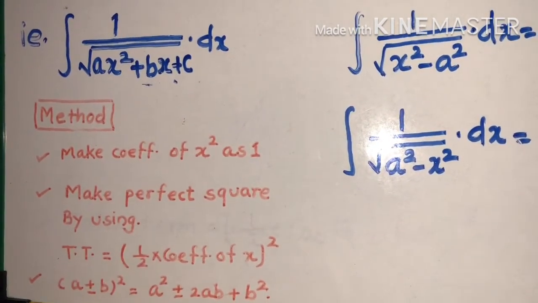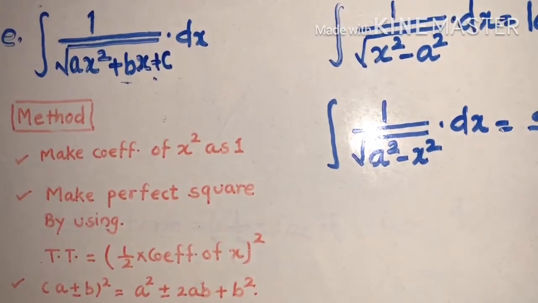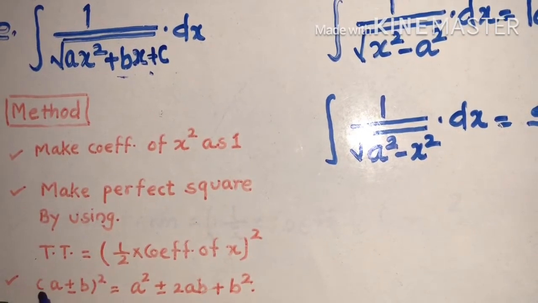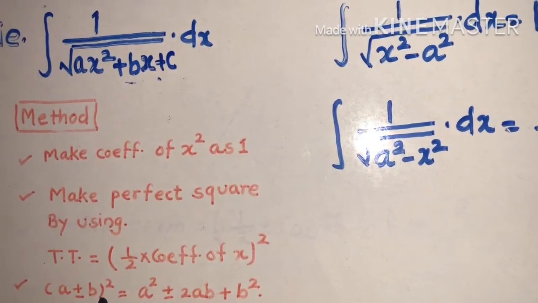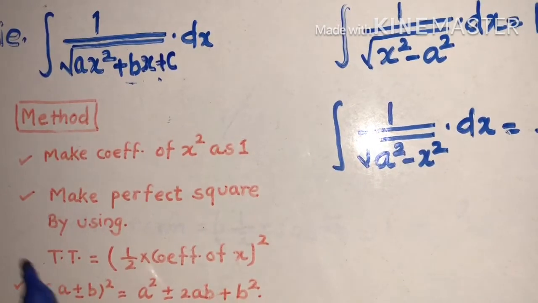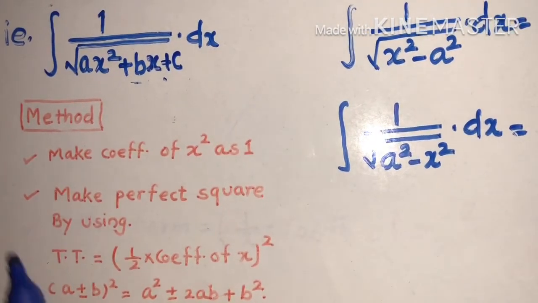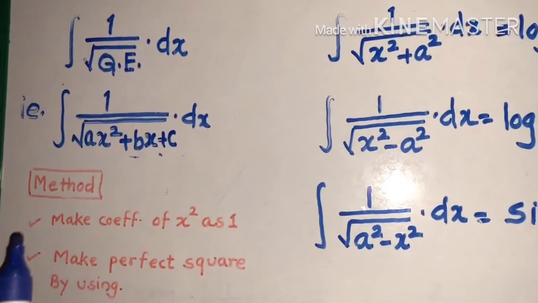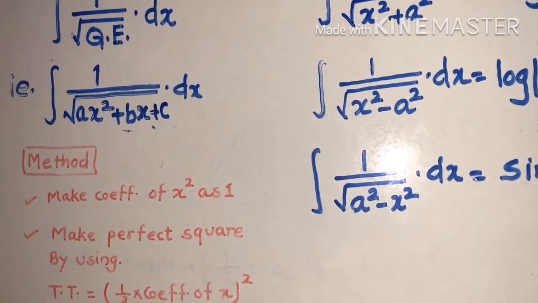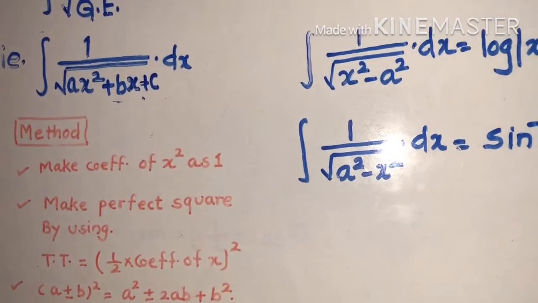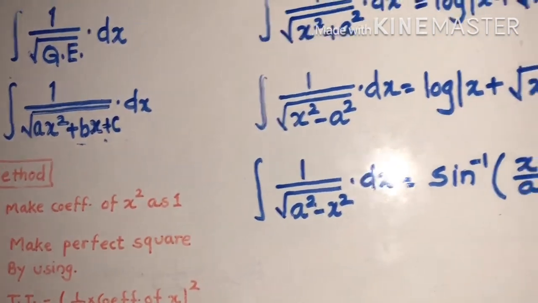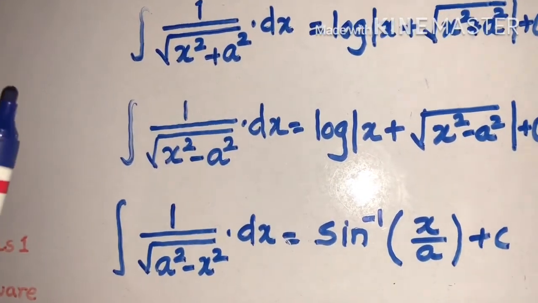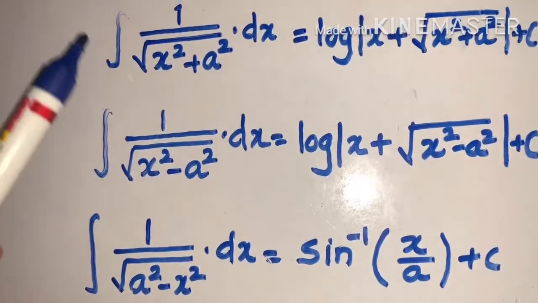And after making that addition and subtraction, we will get a formula like a plus b the whole square or a minus b the whole square. So these are the method in the type 1 upon root quadratic equation. So basically after completing this, we have 3 results. Let's take all the 3 results one by one.